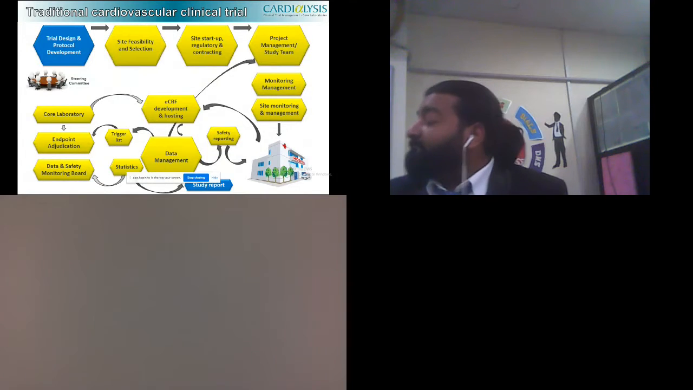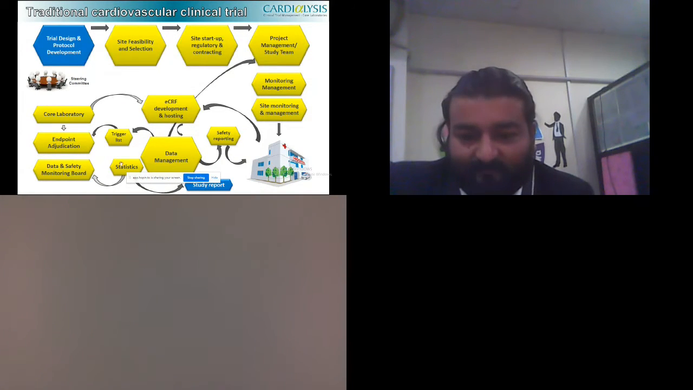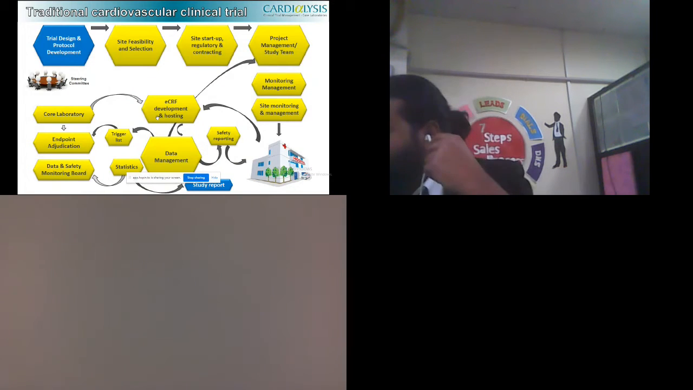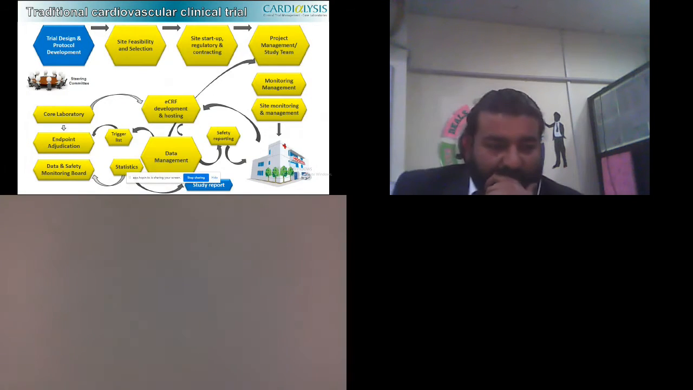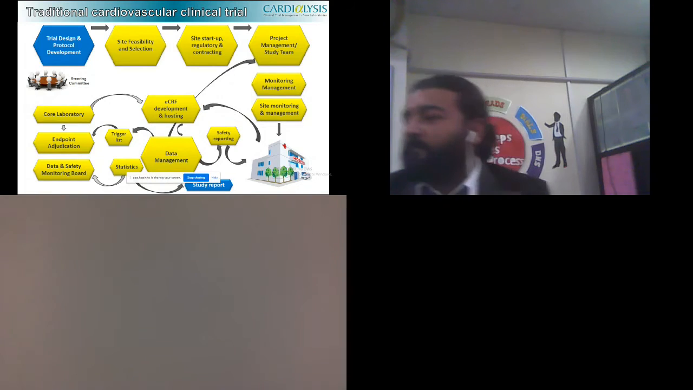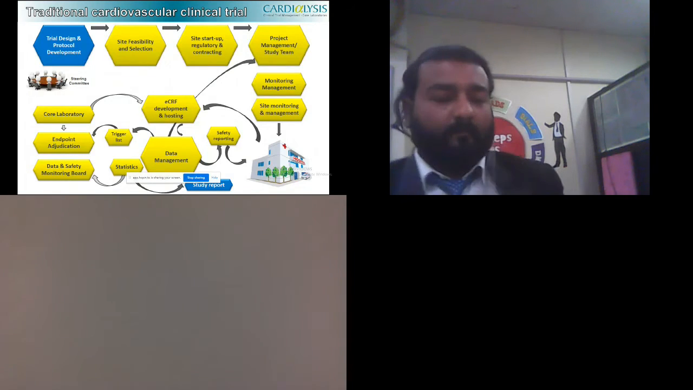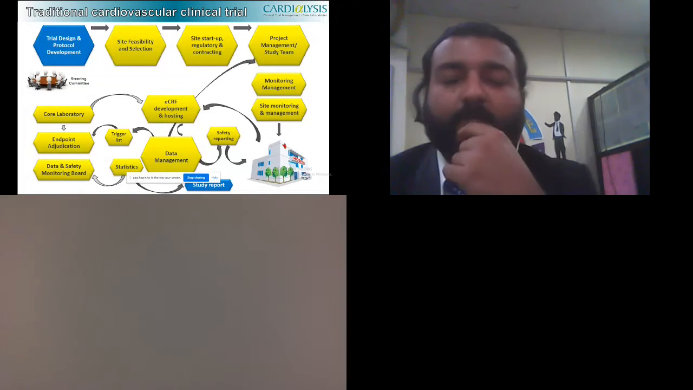As you can see in this slide, I'm trying to summarize the different processes involved in the execution of a traditional cardiovascular clinical trial. It all starts with a good trial design. Then, of course, selecting properly the sites that would participate. And that's a key difference from digital trials, as I will explain later. The site startup, regulatory and contracting processes, and of course, setting up the study team that will manage the study and the monitors that would go to the sites and monitor the activities with investigators.